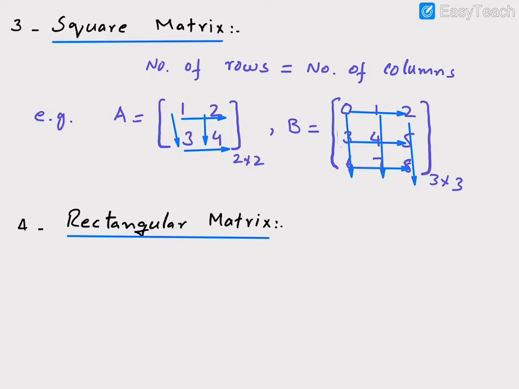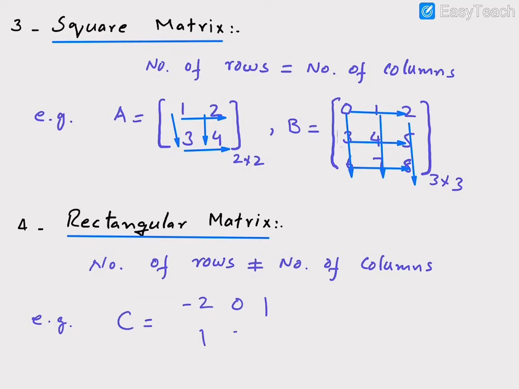If order is not the same, then what will happen? Then it will be a rectangular matrix. So I will write its definition. Number of rows is not equal to number of columns. For example, we have a matrix C whose elements are minus 2, 0, 1, 1, 2, 3, for example. Any number you can take.